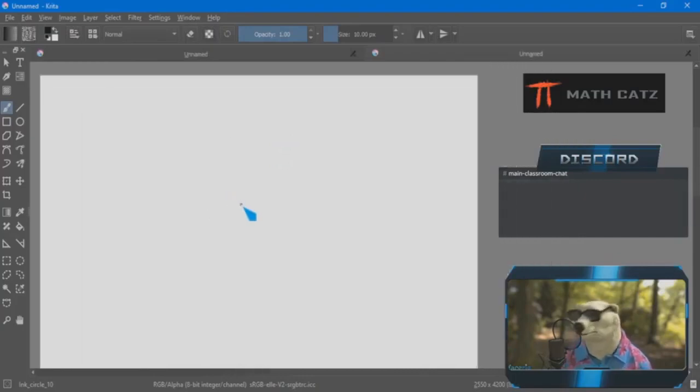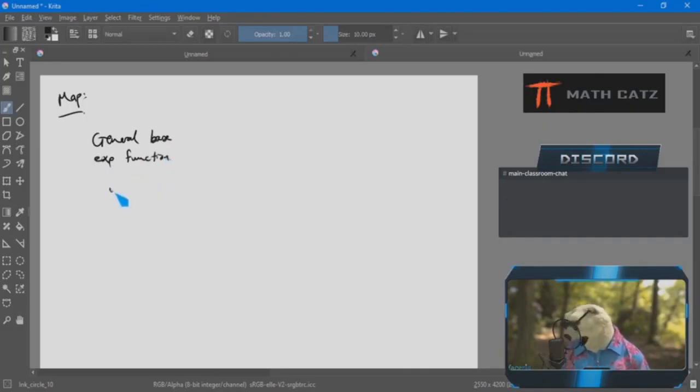Well, this is still really part of the same discussion, but next little subtopic. I'm going to map this out for us. What have we done here? This is our map, and this is what I think about. We have the general, that's ugly writing, but still, general base exponential function, y equals a to the x. That's where we started. Let's put a box around it.